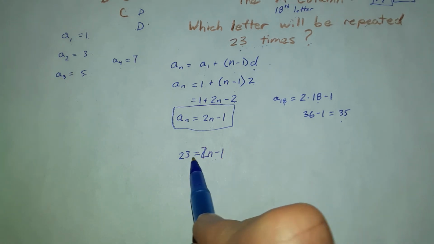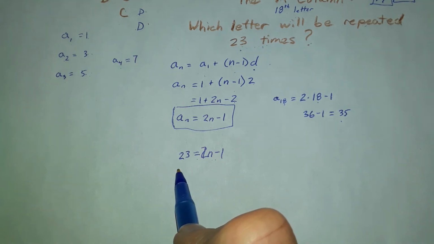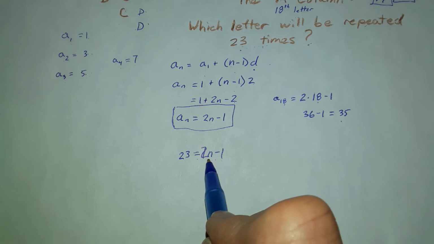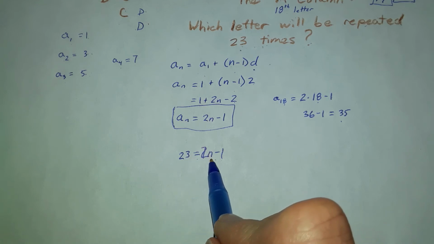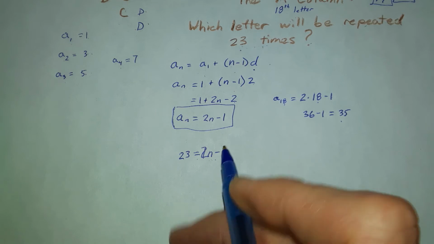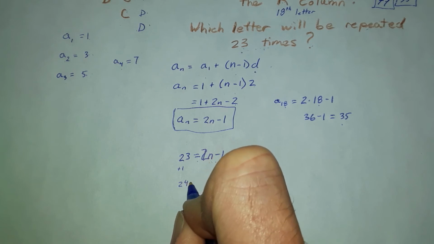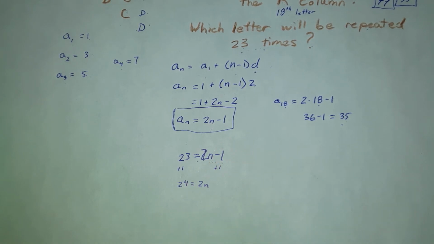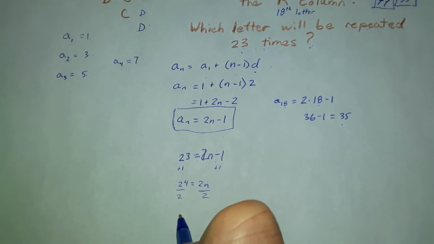So I have an equal sign here. Everything I do to the right side, I'm going to do to the left-hand side. I'm trying to get n by itself, so I'm going to continuously apply inverse operations until n is by itself. The opposite of subtraction is addition, so I'm going to add a 1 to both sides. So I have 24 equals 2n. And since I have multiplication here, I'm going to divide by 2. And so I have 12 equals n.